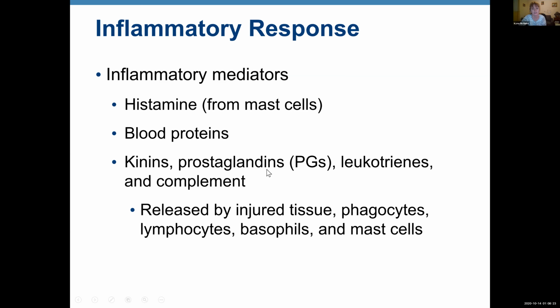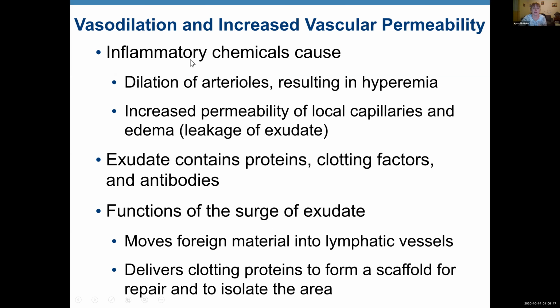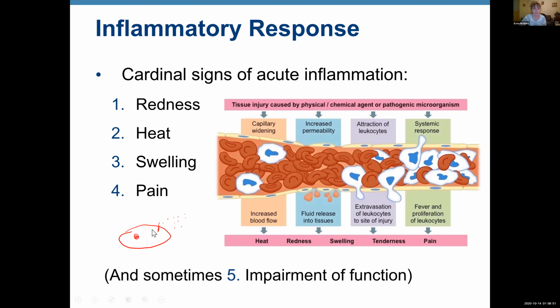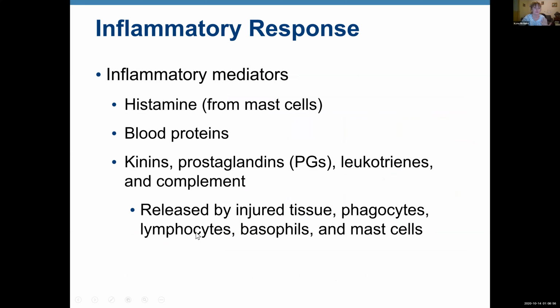So kinins, prostaglandins, some interleukins, or leukotrienes, complement, right? Those are all inflammatory chemicals. And they are released by injured tissue, phagocytes, lymphocytes, basophils, mast cells. Now, basophils also release histamine. Now, inflammatory chemicals, and I already told you that, right? Because I told you here what those inflammatory chemicals do, but here you can read about it.